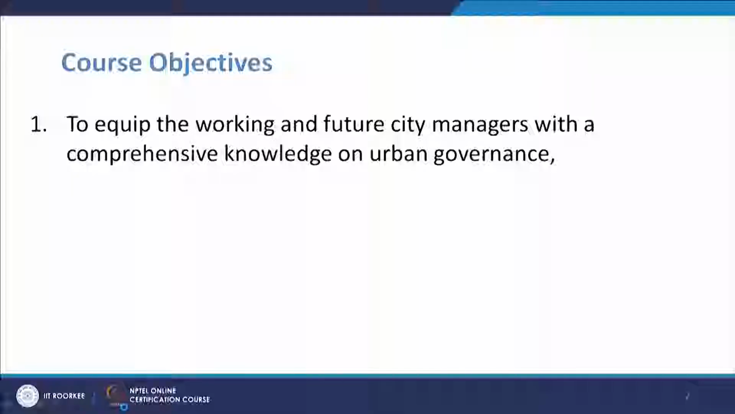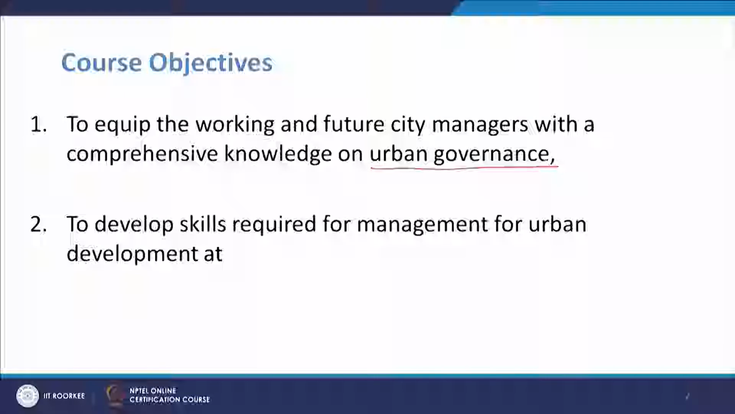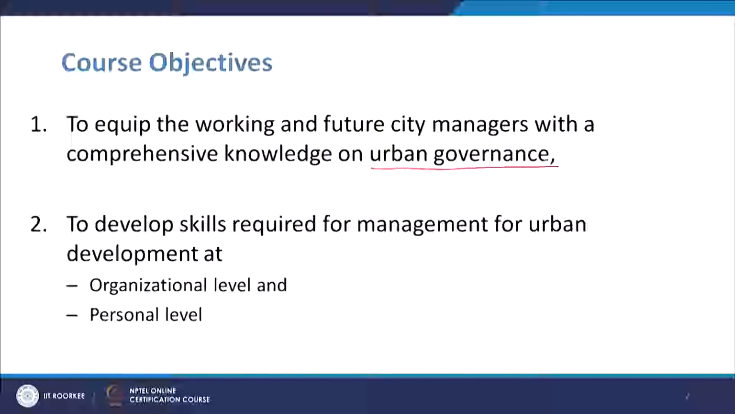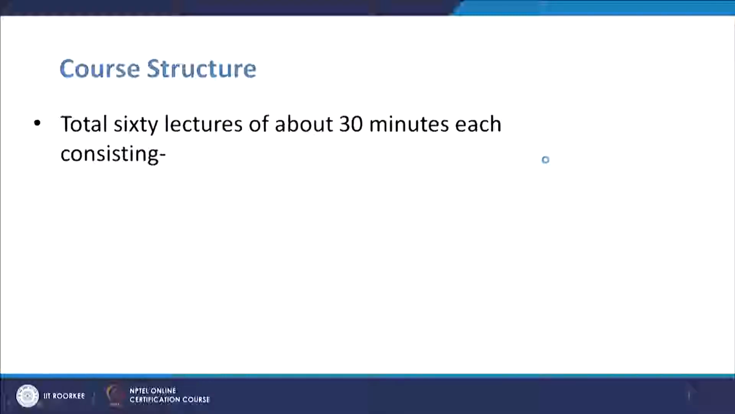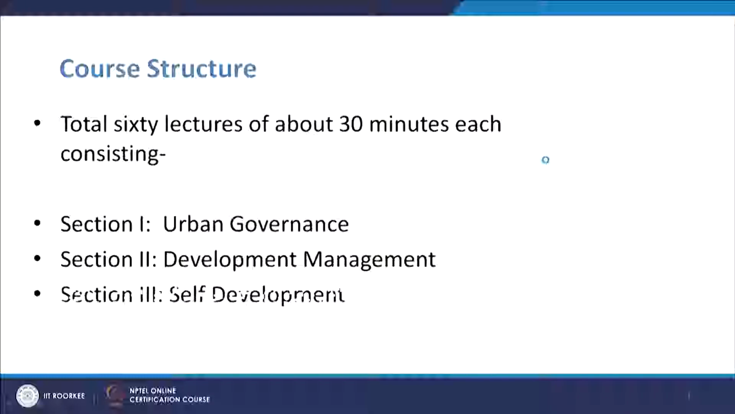So, I start today's discussion with the course objective, from where we started this journey of these 60 lectures. We basically had the objective to equip the working and the future city managers with comprehensive knowledge on urban governance. Urban governance was one of the key words in this course. The second was to develop skills required for management for urban development at both levels, that is organizational level and personal level. So, objective 1 consists of 1 section and objective 2 consists of 2 sections, a total of 3 sections into which we divided the whole course. That was the rough distribution of the course structure you can see.